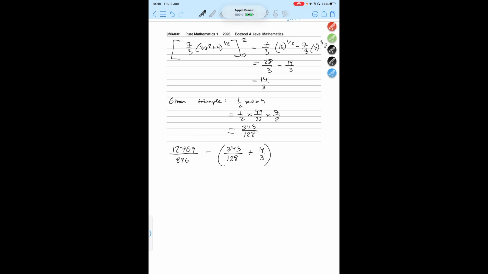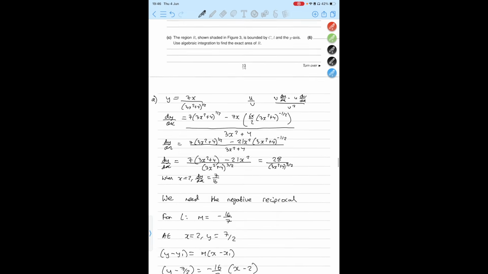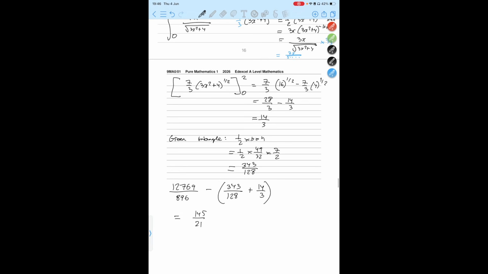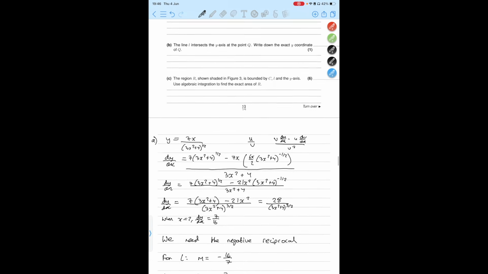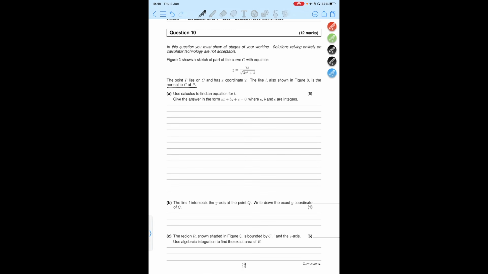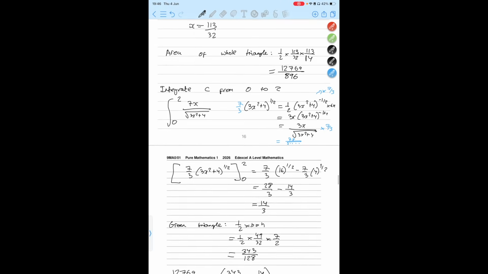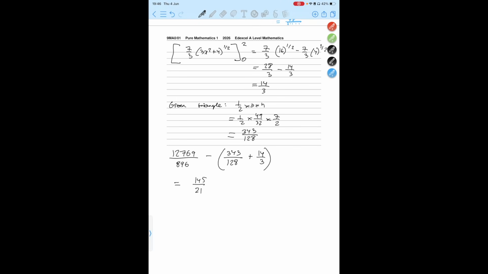Now, if this doesn't work, 12769 over 896 minus 343 over 128 plus 14 over 3. And that gives us our answer of 145 over 21. So I think that's a good method for this. I'm sure maybe someone will find a way that I could have done that quicker, but hopefully at least what I've done there makes sense. I'm sorry again about the formatting and everything. If I had space, I would have done it all there, but I just decided to do it all on separate lines. So hopefully that makes sense.